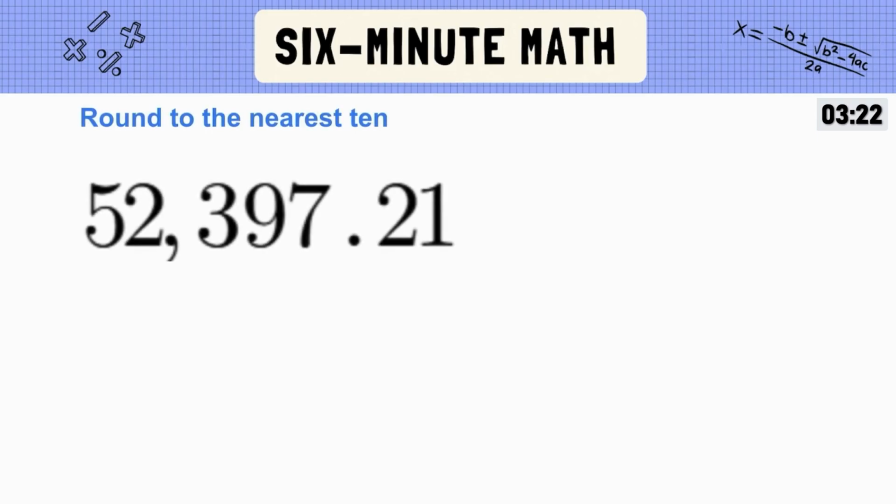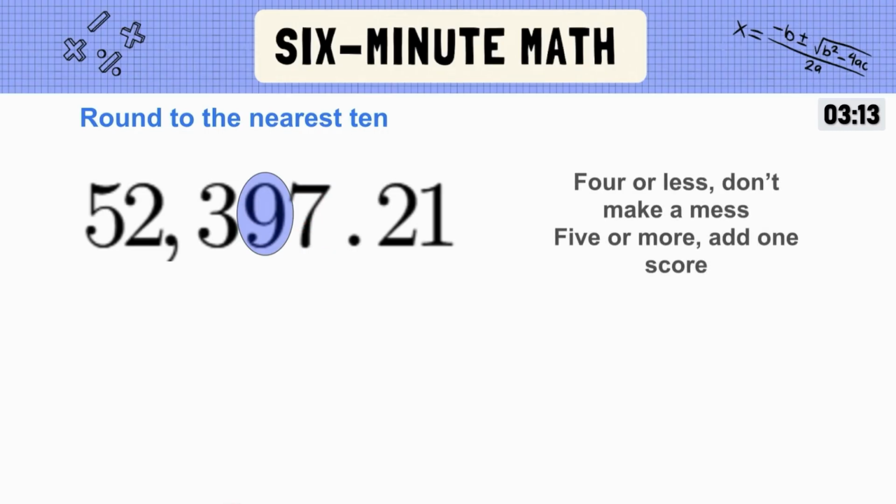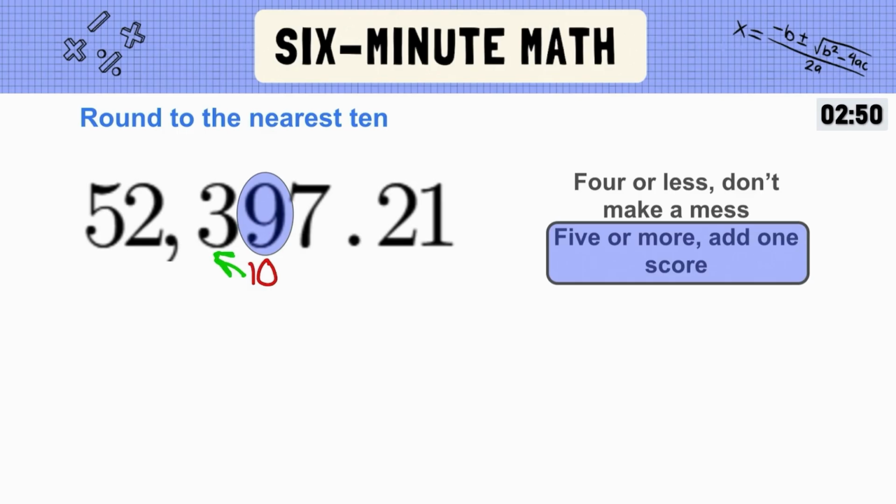Let's round to the nearest 10. In this case, I have my 9 in my tens position, so I look at that neighbor to the right. I see that it's a 7, which is a 5 or more, so we're going to add 1 score. Now, in this case, I can't add 1 to 9 and make it a 10, because that wouldn't make sense in our number. So what I'm going to do is actually take this 1 and add it to the neighbor on the left, increasing it to a 4, which would give us a final answer for this one of 52,400.